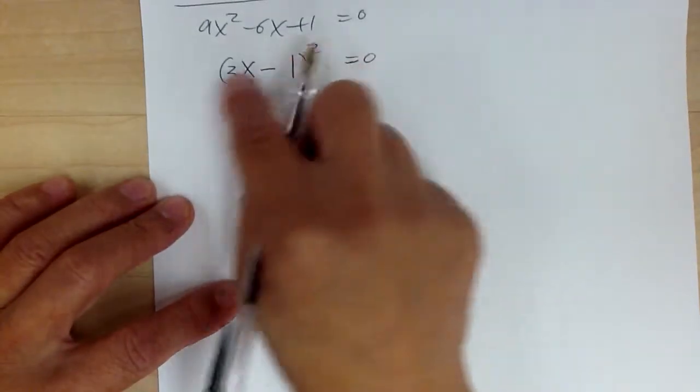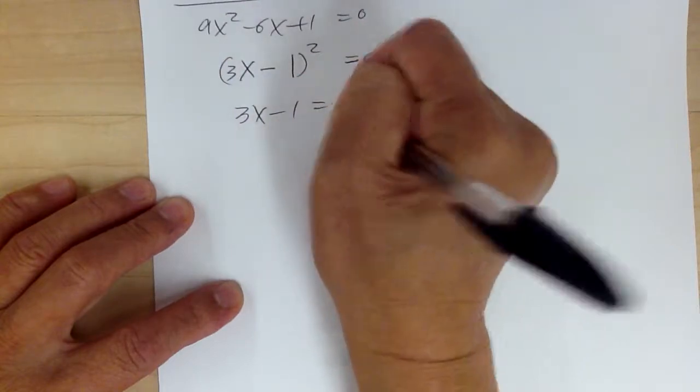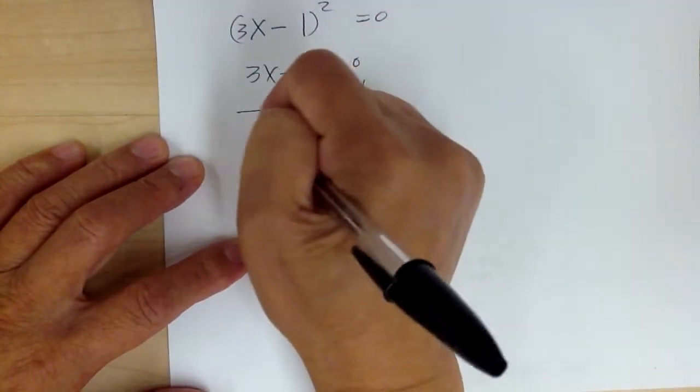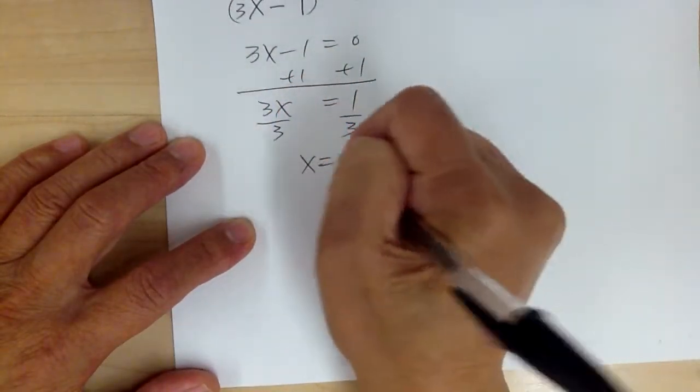So since it's double, all you have to do is one of them. So you got 3x minus 1 equal to 0. So this is the double root. So plus 1, plus 1. So you got 3x equal to 1. Divide by 3, divide by 3. So x equal to 1 over 3.